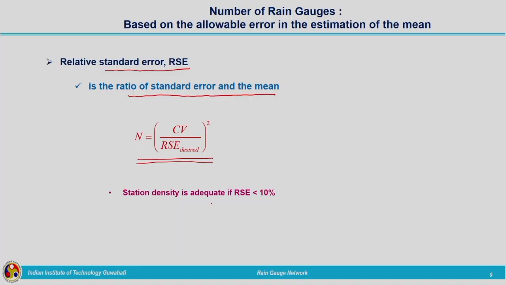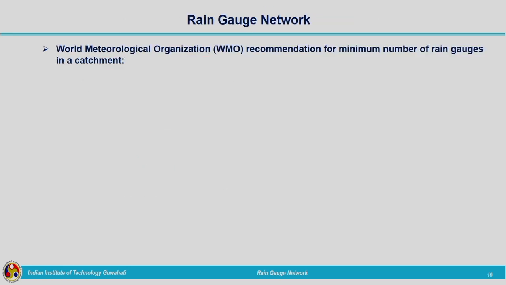After getting the desired number of rain gauges based on the existing number, we can calculate the extra numbers required. Station density is adequate if RSE, the relative standard error, is less than 10%. Then we can make sure that the station density is adequate.